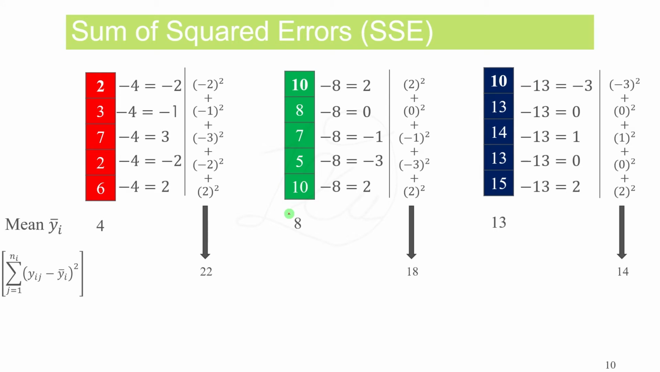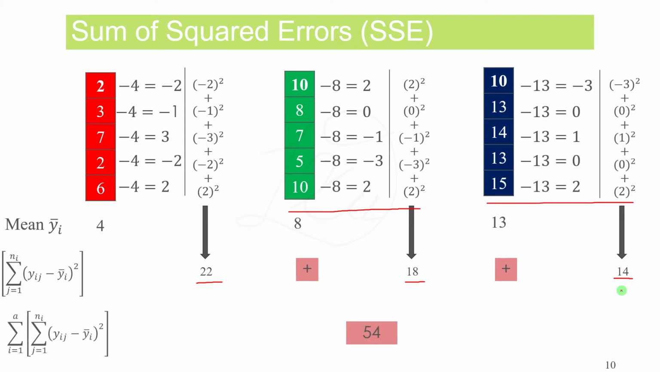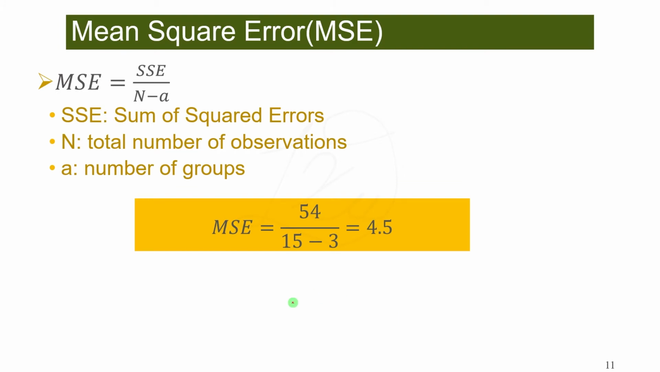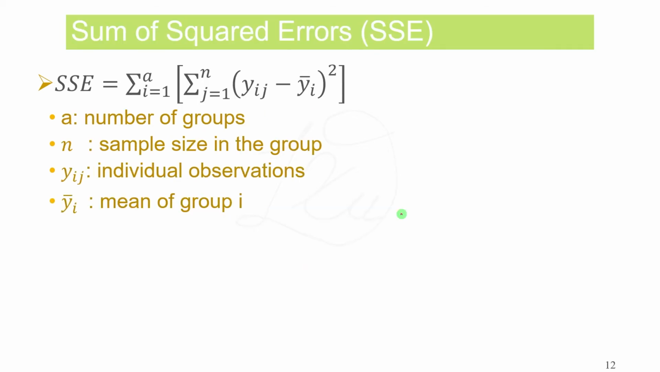We will repeat the process for the rest of the groups, here and here. And lastly, we sum up the results, so 22 plus 18 plus 14. We get the sum of the squared errors of 54. Finally, the mean square error equals 54 divided by 12 equals 4.5. The sum of squared errors calculation can be expressed as mathematical notations shown here.